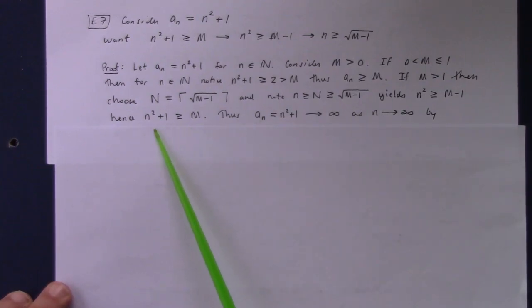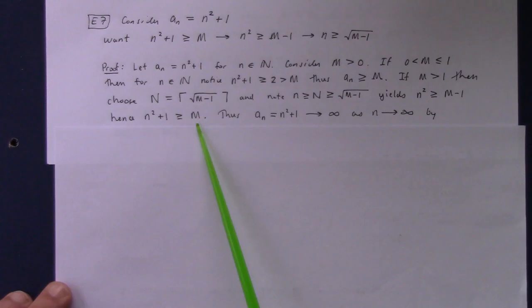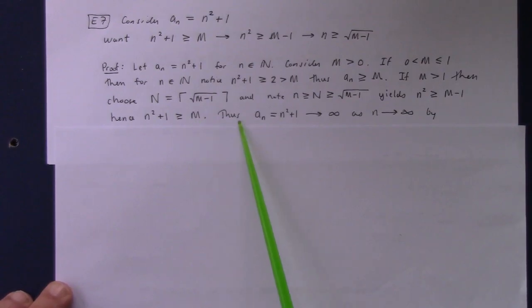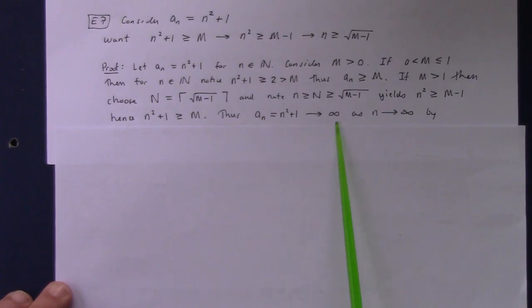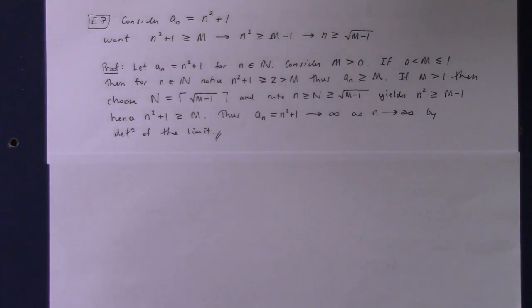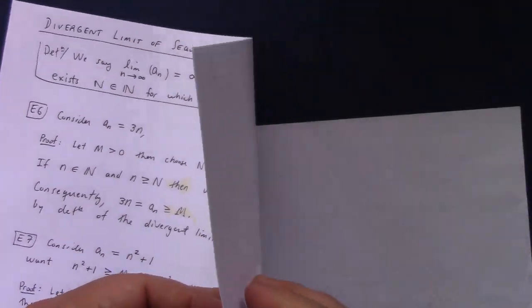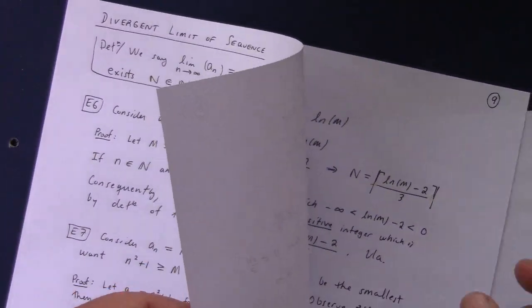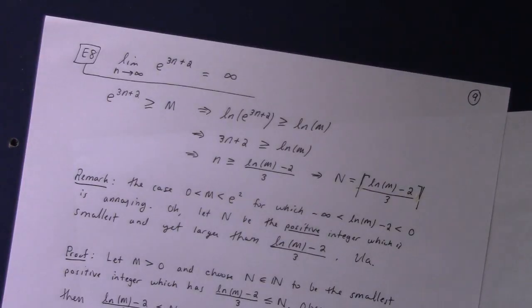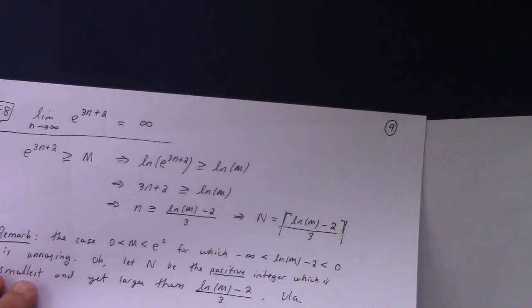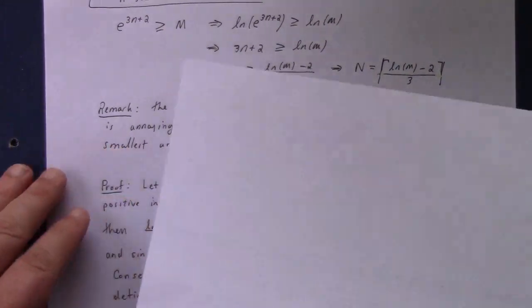Thus, that's what we wanted to show, that the values of the sequence are larger than or equal to our arbitrary m, which is positive. Thus, a sub n equal to n squared plus 1 goes to infinity as n goes to infinity by the definition of the limit. You might say by the definition of the divergent limit, if you like. But I do think about the limit as a coherent whole, a concept which extends past just one particular subcase of it. Anyway, this one is kind of dual to your homework problem.